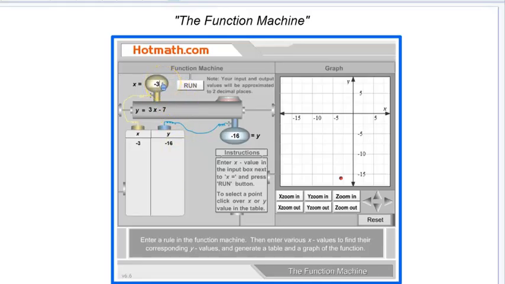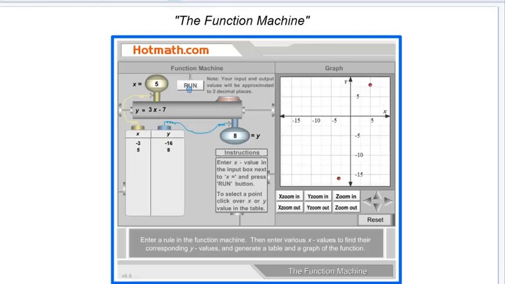We'll do another input. Let's do a positive number. We'll say 5. Okay, I put 5 into the function machine, I input 5, I get an output of 8. So there's the table of values that shows me the independent and dependent variables. We also use the words domain and range in Algebra 2. And then here's the resulting graph. Input 5, x is 5, output 8, y is 8.